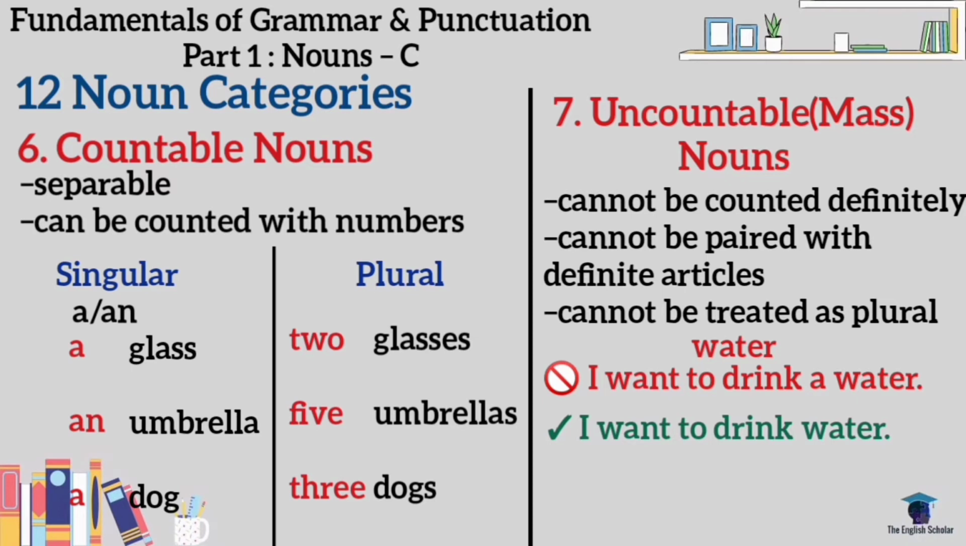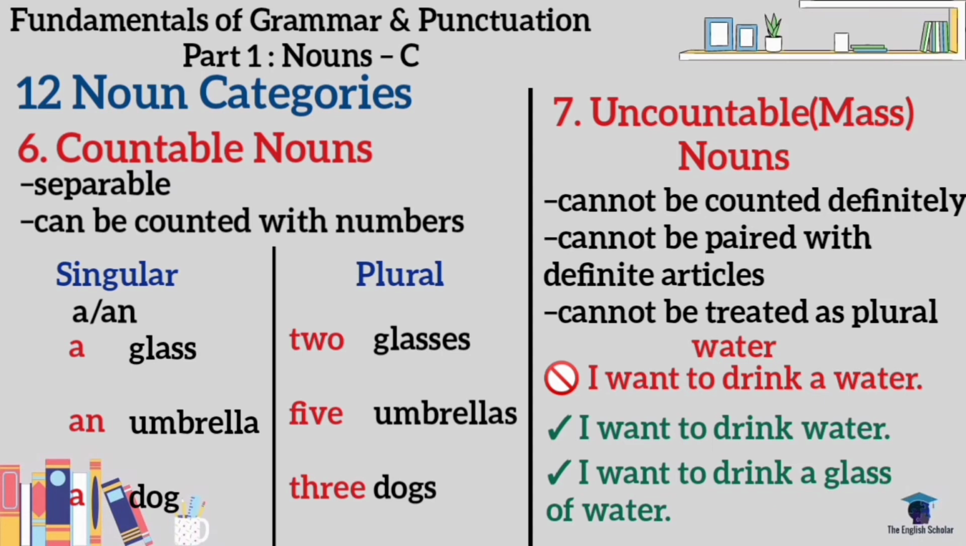If we want to use a or an, or make it countable, we will need a countable noun. So we can instead say, I want to drink a glass of water, or I want to drink 2 glasses of water. The same goes with tea, juice, coffee, rice, sand, dust, equipment, information, and many more.